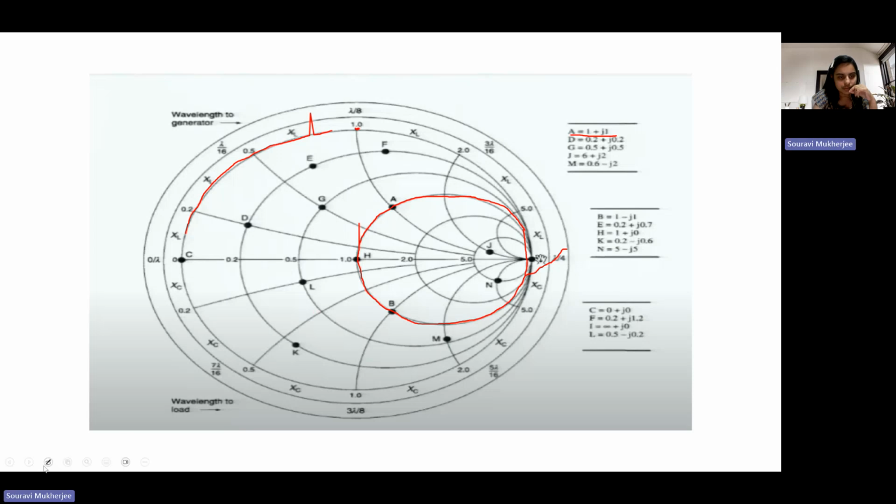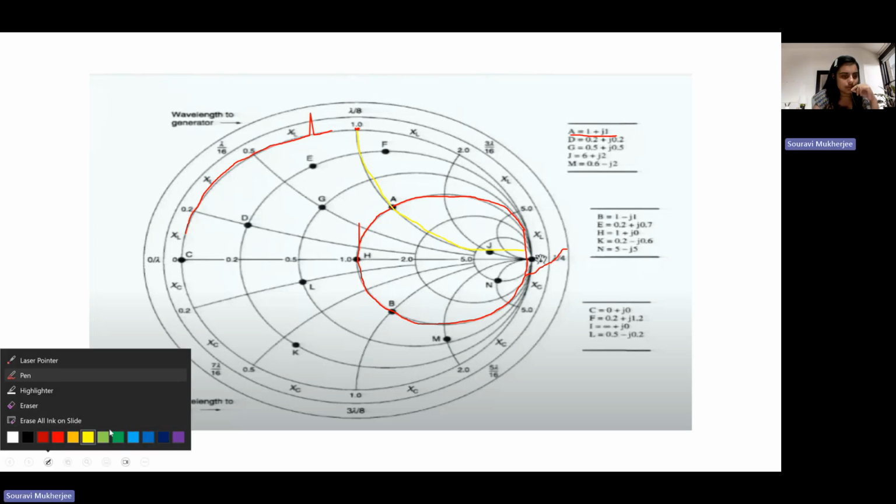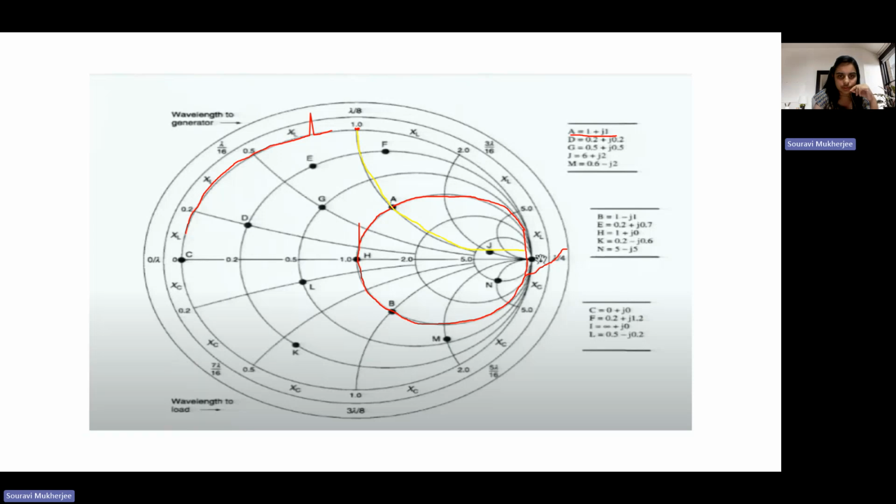So that means anything along this arc will correspond to the reactance, or the imaginary part, being 1. Now you have 1 plus j1, so the real part is 1 and the imaginary part is also 1. Wherever they intersect will give you the position of your impedance, right? Which is this point here. So that is your A.